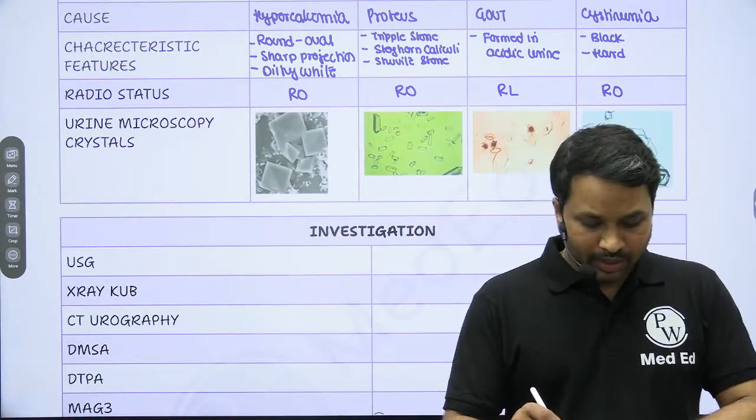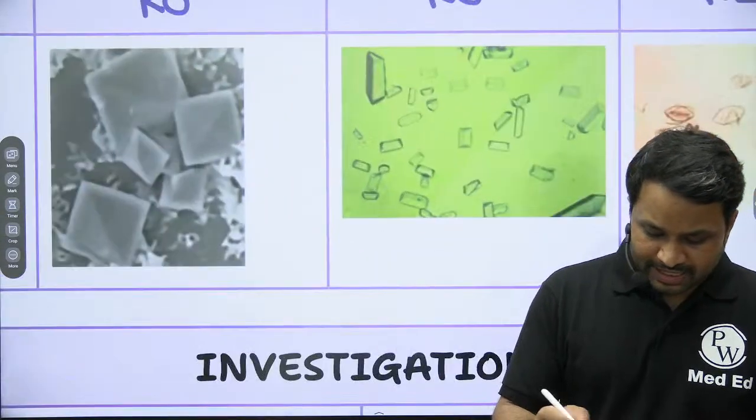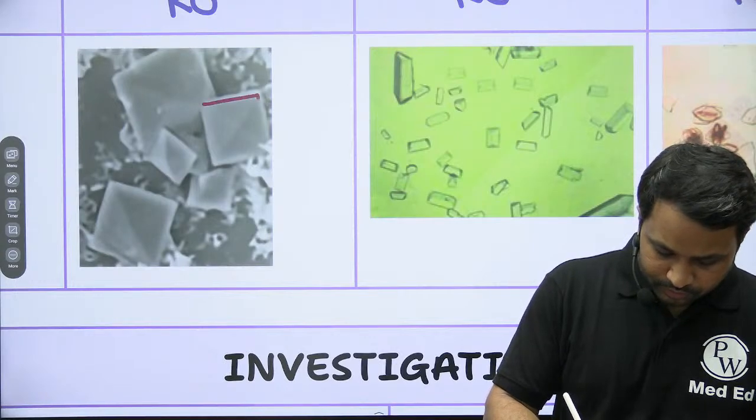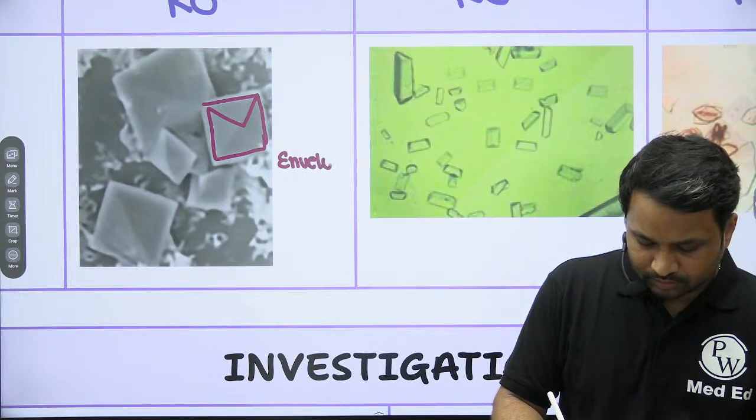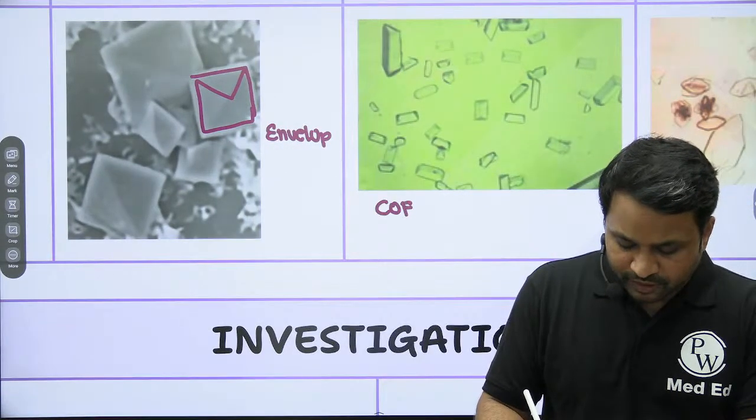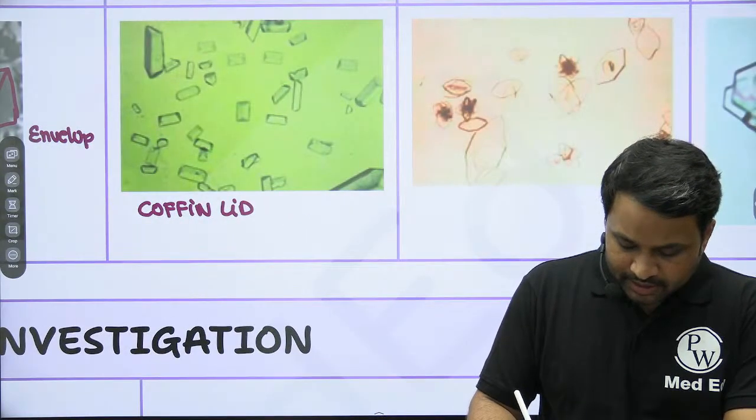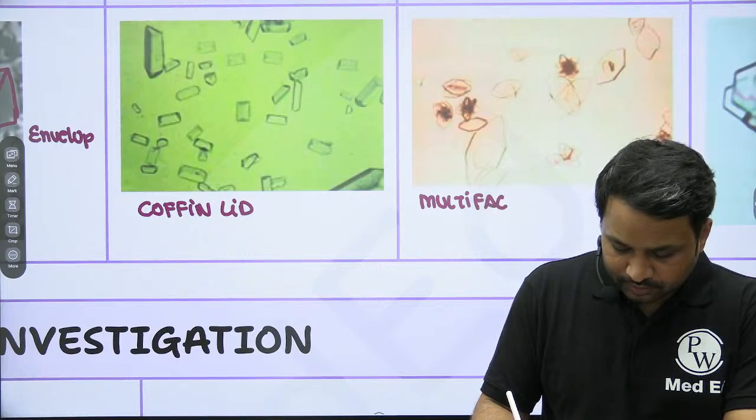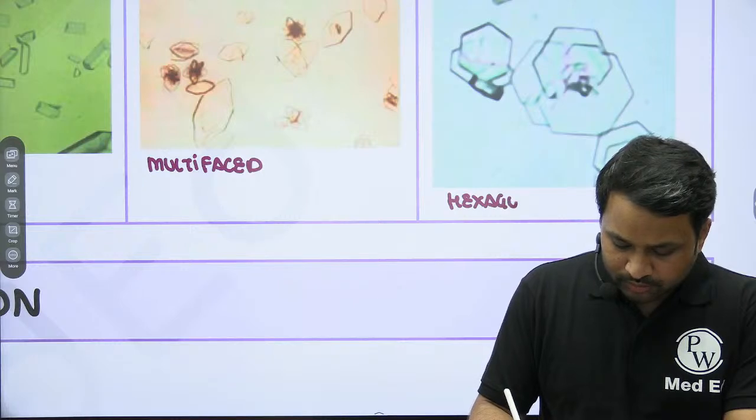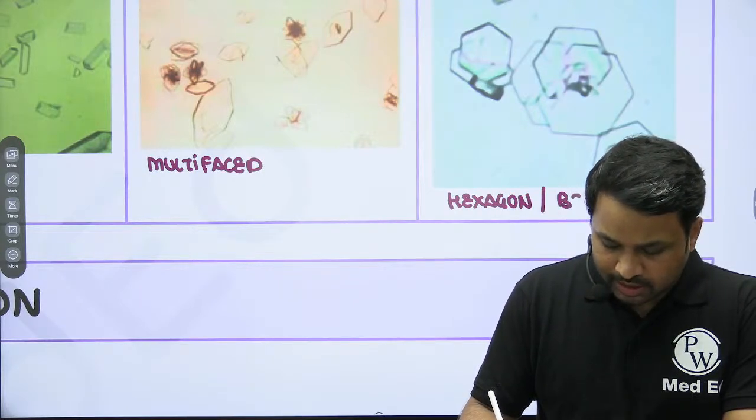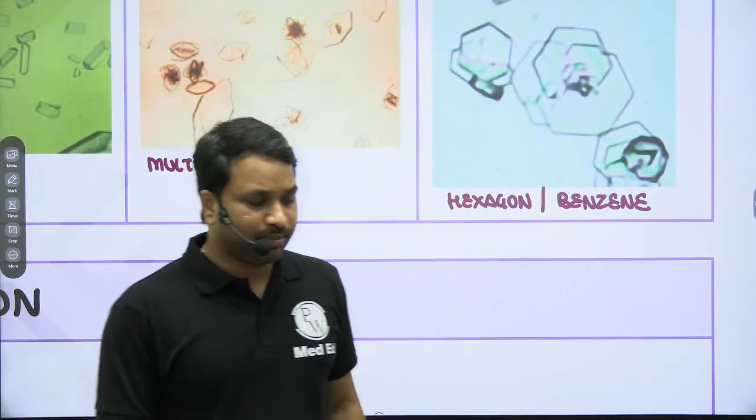Okay? Now when you look at the crystals, I have marked all of them. When you talk about calcium oxalate, you will see envelope shaped crystals like this. Phosphate will be coffin lid like crystals. Uric acid is multi-faced. Cystine stones are hexagonal, they look like a benzene ring, so they are also called benzene shaped stones.